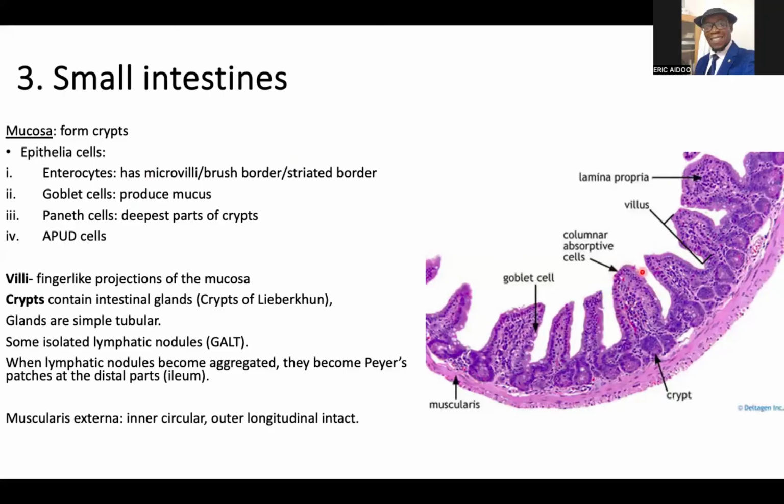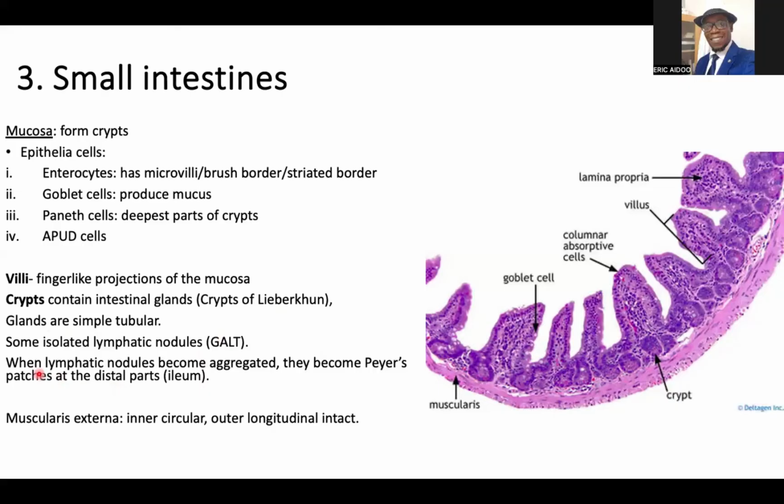On top of the villus are the enterocytes or epithelial cells, which will have extensions on them known as the microvilli. Then the crypts contain intestinal glands known as the crypts of Lieberkühn. As I explained earlier, the crypts are located down there in the deep pits. Glands can be described as simple tubular. And you may find some isolated lymphatic nodules which belong to the gut. We have explained this also: gut associated lymphatic tissue.